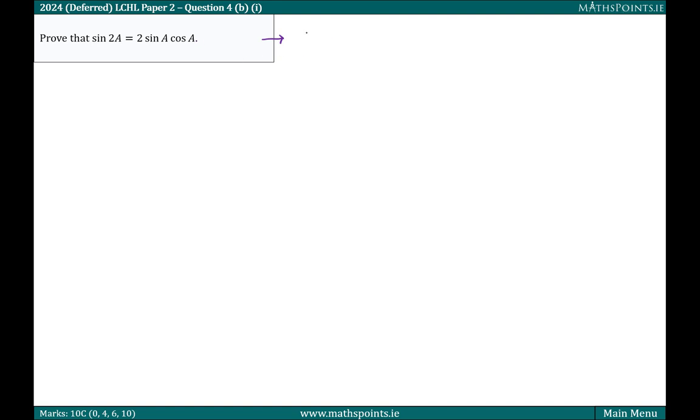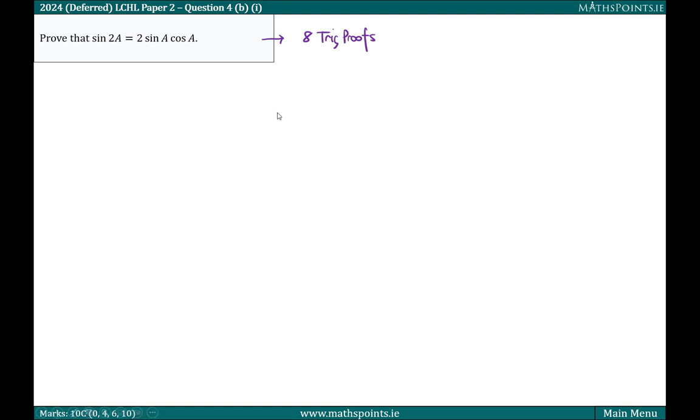It's not technically one of the 8 prescribed trig proofs that are on the syllabus, but they have asked us to prove some identities outside of those in the past, and so it's just something you have to think on your feet and be aware that you can be asked to prove trig identities beyond what's prescribed in the syllabus. So the sine of 2a equals 2 sine a cos a.